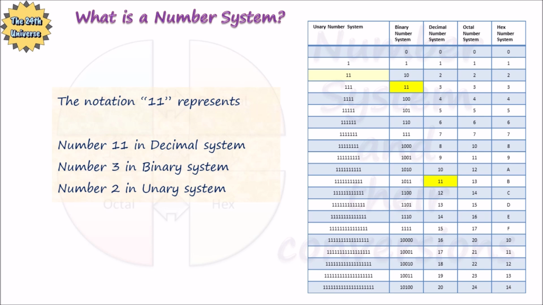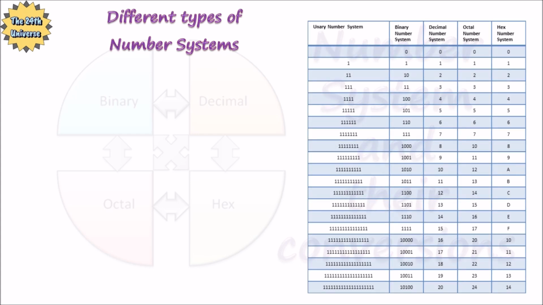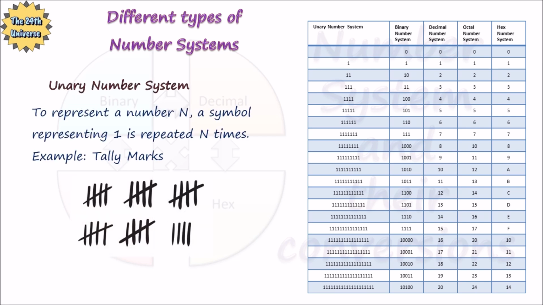Let us now see in brief a few of the different number systems. Unary number system. The unary number system, for example, tally marks, is the simplest number system, which is used even today. To represent a number n, a symbol representing 1 is repeated n times. To count things, you just have to put that many marks. This method is easy but not efficient.